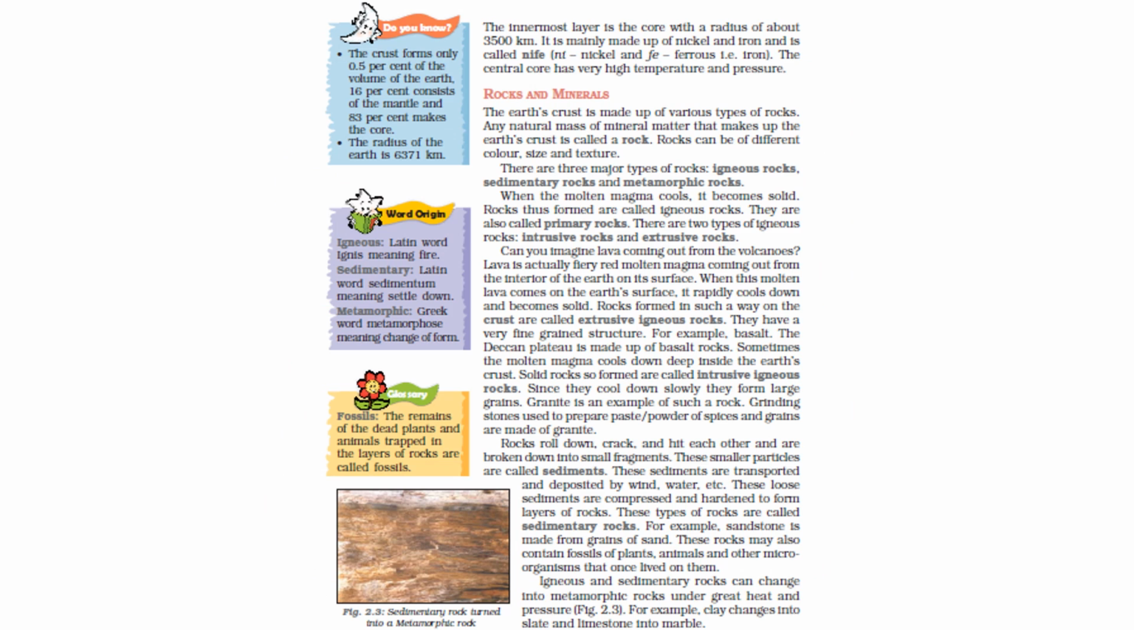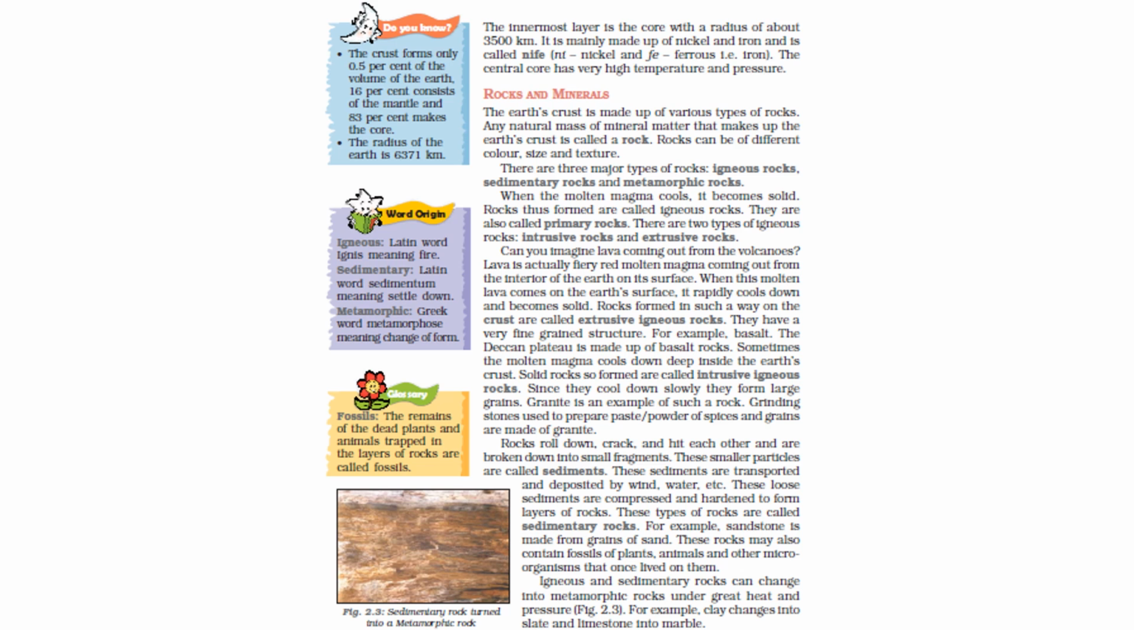Children, now let us learn about rocks and minerals. There are three major types of rocks: igneous rocks, sedimentary rocks, and metamorphic rocks. Igneous rocks are also known as primary rocks. They are of two types: intrusive rocks and extrusive rocks. When the molten magma cools, it becomes solid. Rocks thus formed are called igneous rocks.